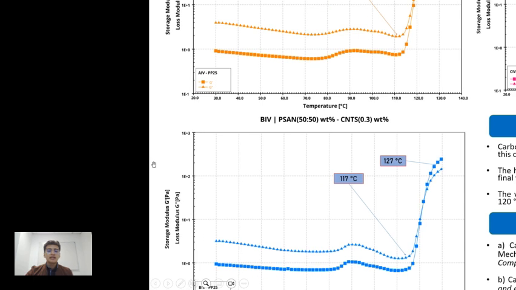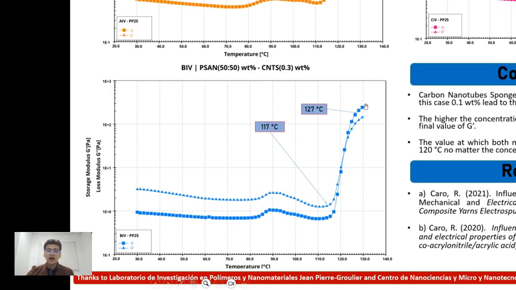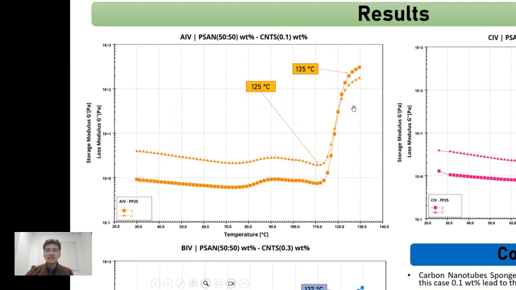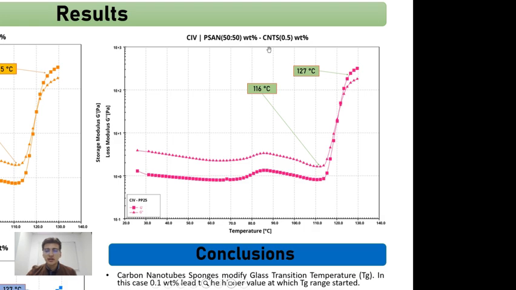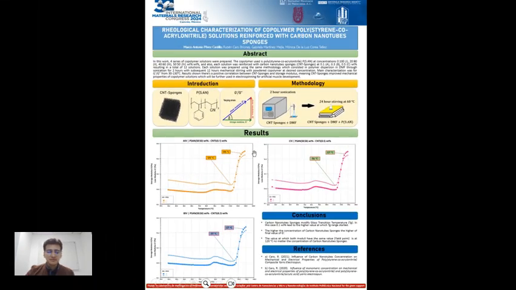As we can see, in the three cases G prime is higher after the touch point, but the value is higher when the concentration of the carbon nanotube sponges is higher. And as a final point of the conclusions, as I mentioned, the point at which both moduli have the same value, also known as the yield point, is at 120 degrees Celsius, no matter the concentration of the carbon nanotube sponges. And that is all for me.